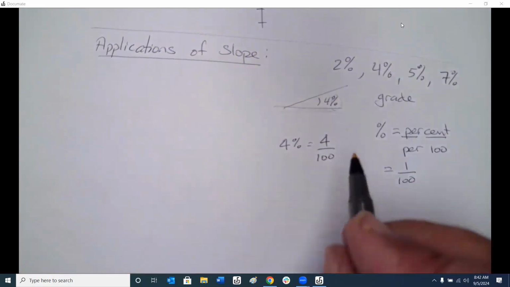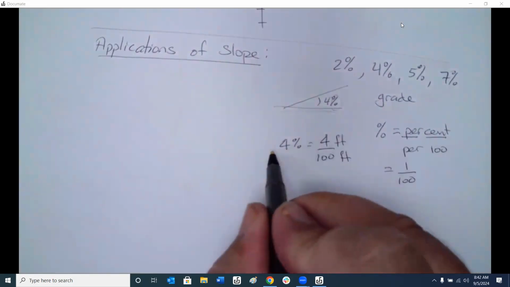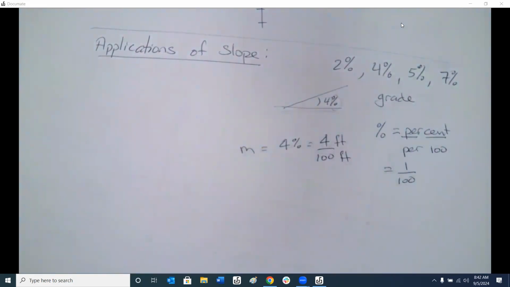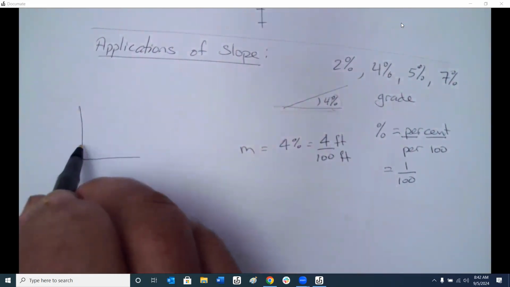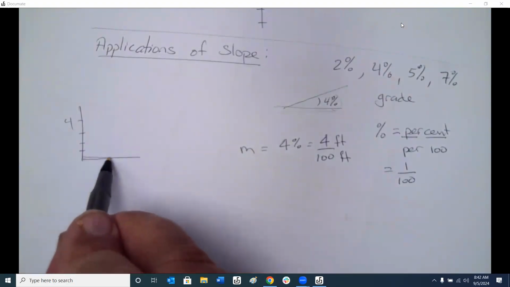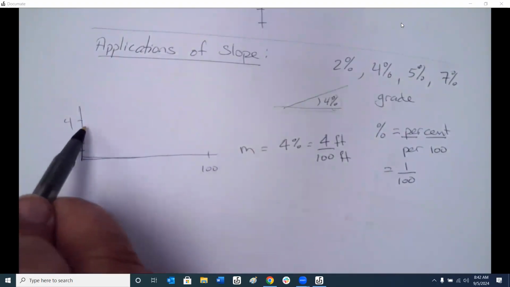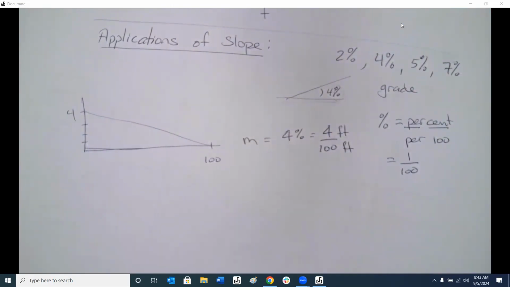Okay, now what does that mean? What it means is, remember, this is a slope. What it tells you is for every 4 feet it goes up, it goes out 100 feet. So that's what they're saying. If it's a 7, that means for every 7 feet up, it goes out 100 feet. Again, so the bigger the number, the steeper it becomes.